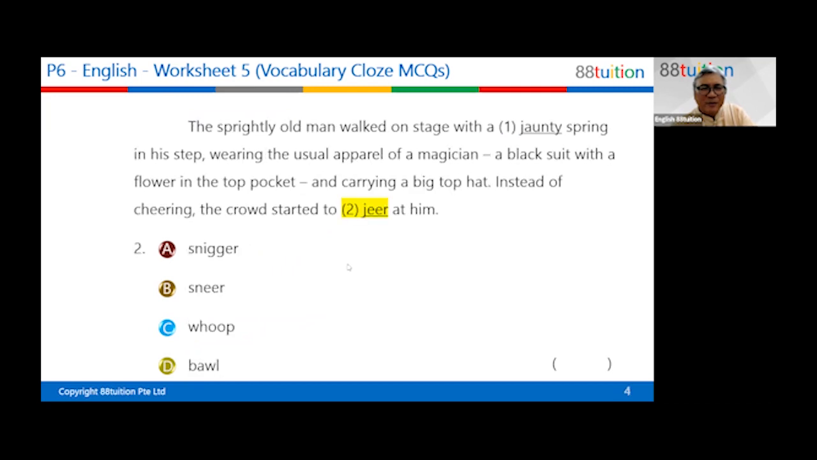Okay, jeer at him. What does jeer mean? There are quite a number of answers here. Interesting. B, A, and C. All right, most of you have your answers in. You've got 5 seconds. Those who have not, 4, 3, 2, 1. And what is the answer for jeer?